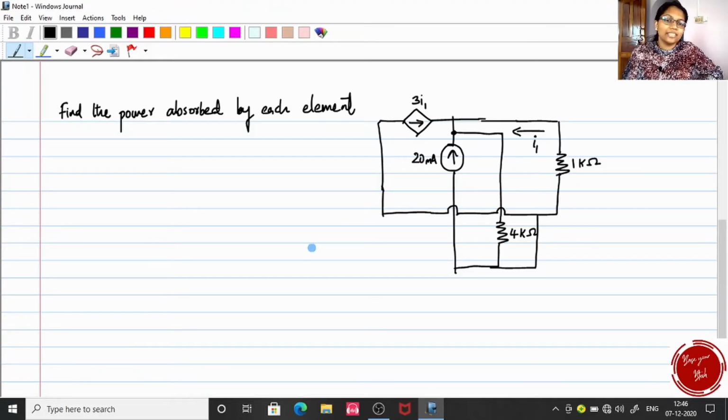As you can see, this is a very complex circuitry compared to the other previous circuitry which we have discussed so far. So let's try to solve this question, which is: find the power absorbed by each element. See how many elements are there in the circuitry? A current dependent current source is there, an independent current source is there, and two resistors are there. So let's find the power absorbed by each element for this complex circuit. Let's start the video.